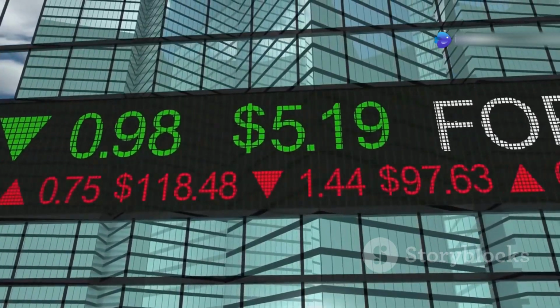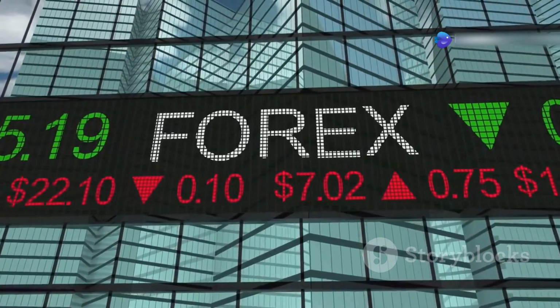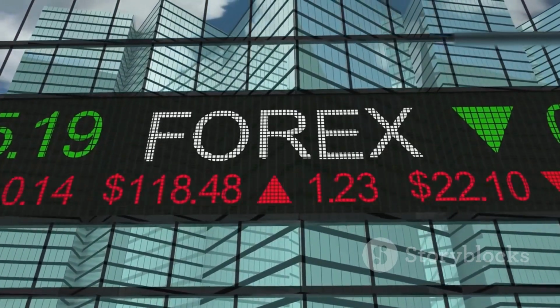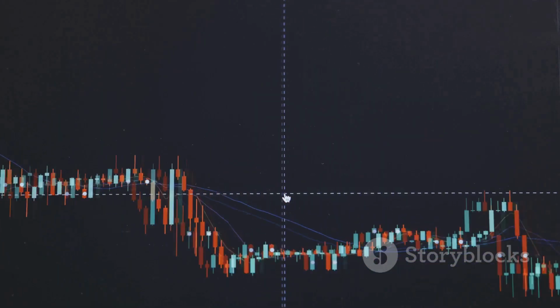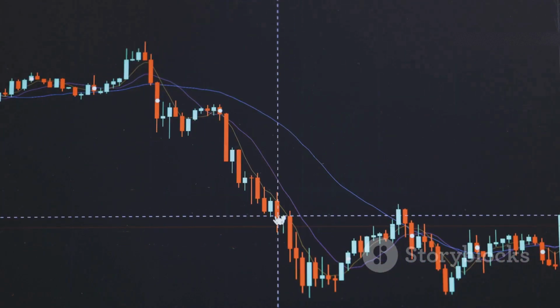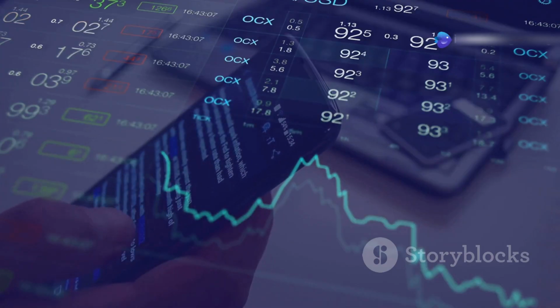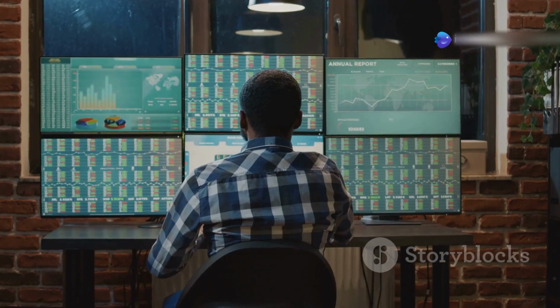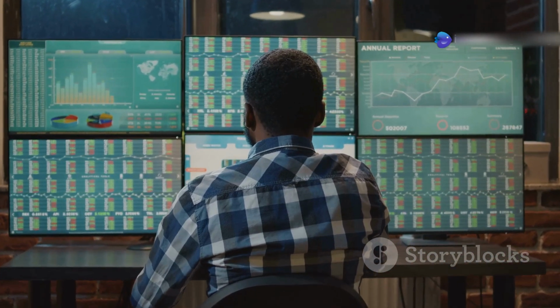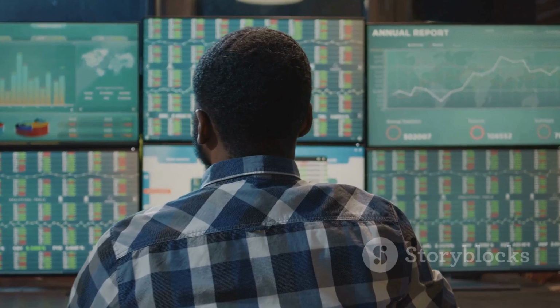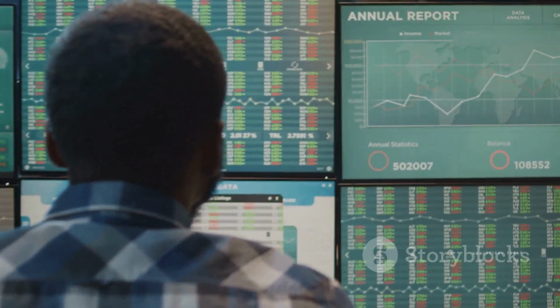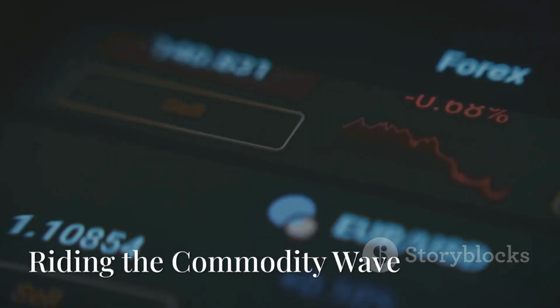This means that the USD-CHF tends to be less volatile than some of the other pairs, making it a good option for beginners who are still getting comfortable with the ups and downs of the market. But don't mistake its safe haven status for being boring. The USD-CHF can still offer some decent trading opportunities, especially if you're able to identify trends and capitalize on them.